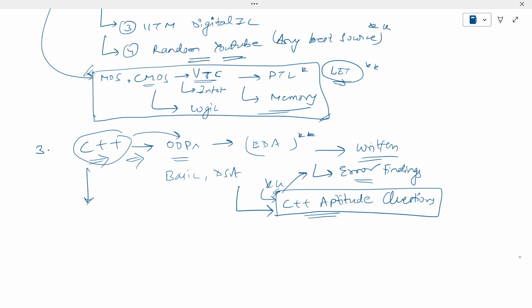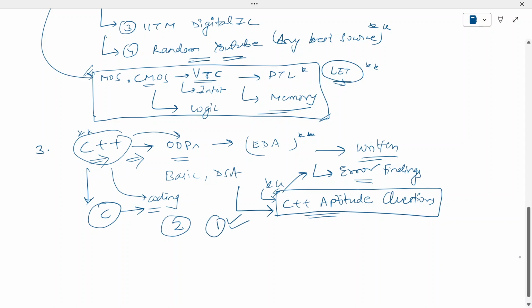There will be, along with C++, you can just directly practice the questions of C, this particular C++ aptitude question, and you must be good with this particular programming language in order to do your coding part. Because in the written test, if they ask you two coding questions and even if you do one question correctly, then ultimately you are going to be preferred and selected for the interview.